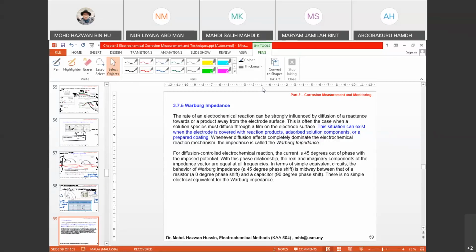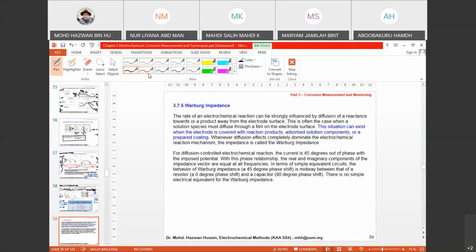So, okay. Any other question? Okay. So we are moving on to the next part of electrochemical impedance. This is Warburg impedance. Warburg impedance is basically a special type of phenomenon that occurs whenever you have an effect of diffusion.